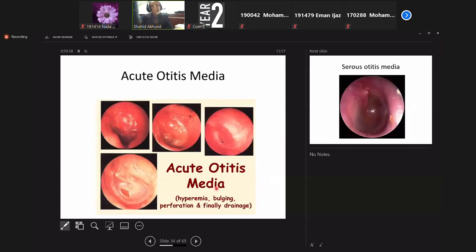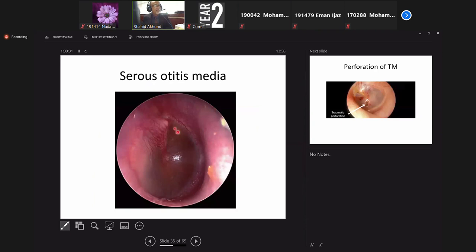Otitis media. Would the otitis media be painful or painless? Will be very painful. Anyone suffer from the earache? People say unless you suffer from toothache, earache, and delivery itself, you will never feel that pain unless you have that pain. Different ways that otitis media will look: hyperemia, bulging, and perforation. Finally, drainage. And this is how a serous otitis media will look.